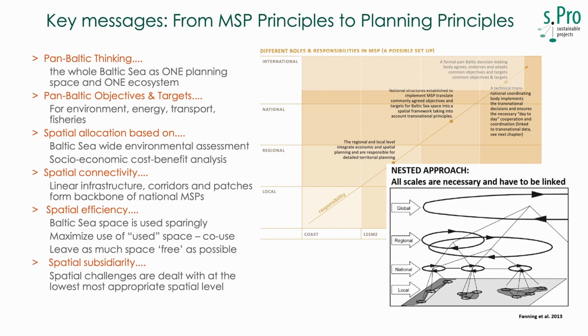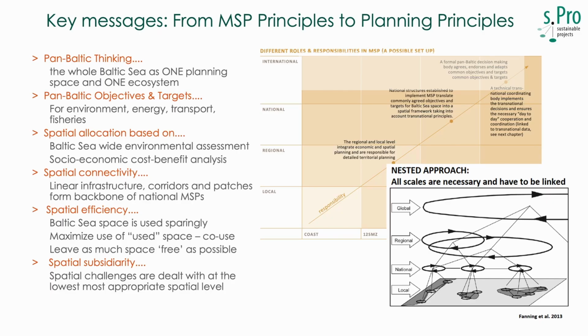To translate this into the Baltic scenarios, it's really about the principle of taking a pan-Baltic thinking, to understand the Baltic Sea as one planning space and one ecosystem. And therefore also to understand the objectives and targets jointly for the environment, energy, transport, and fisheries, because these are the uses which are really transboundary. And thereby to allocate the uses on the basis of a Baltic Sea-wide environmental assessment, as well as a Baltic Sea-wide socio-economic cost-benefit analysis, because the VASAB principle is all about transnational cohesion.